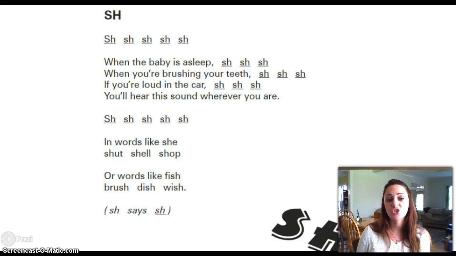In words like she, shut, shell, shop, or words like fish, brush, dish, wish. SH says sh. Notice here that sometimes sh will be at the beginning of the words: she, shut, shell, shop. And sometimes sh is at the end of the words like fish, brush, dish, wish.